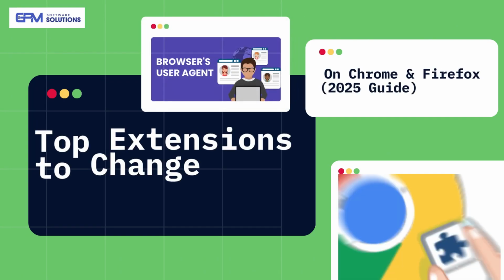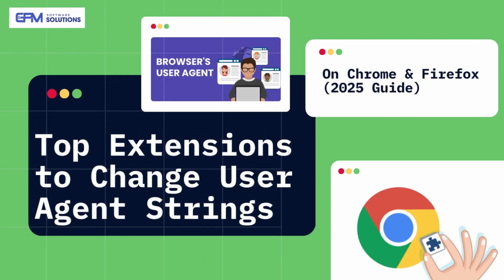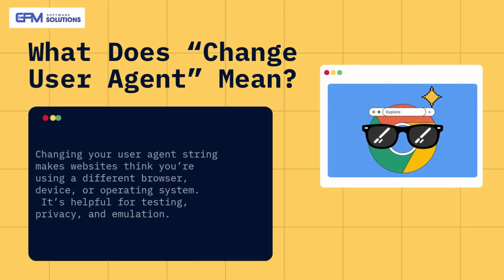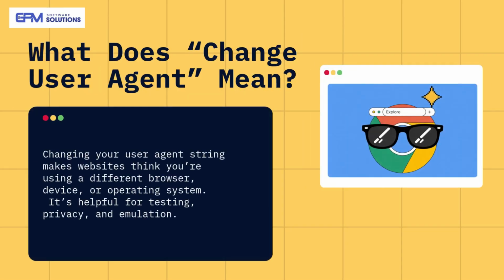Top extensions to change user agent strings on Chrome and Firefox in 2025. Changing your user agent string makes websites think you're using a different browser, device, or operating system. It's helpful for testing, privacy, and emulation.